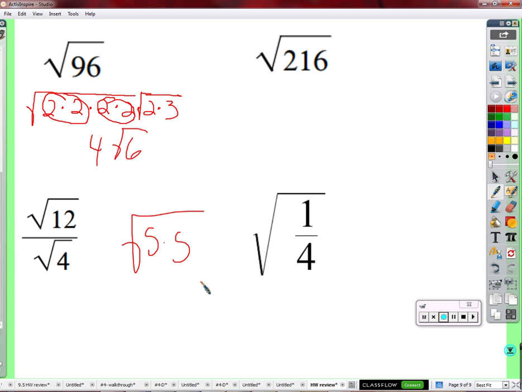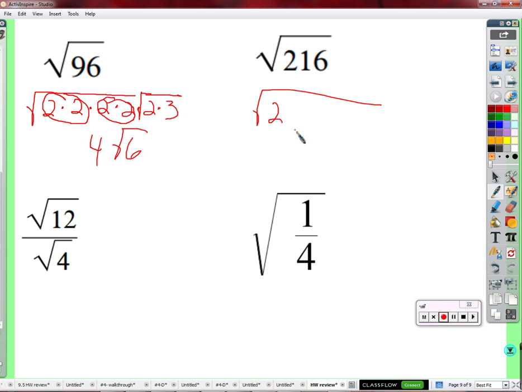There's not really a need to multiply 5 by 5 and get 25 and then ask, what's the square root of 25? Well, it's 5, because I just got it from doing 5 times 5. So when I have a pair of factors that are identical, I know I'm just going to get the square root as well. 216, I happen to know that's 6 times 6 times 6, right? So it could work again, though.